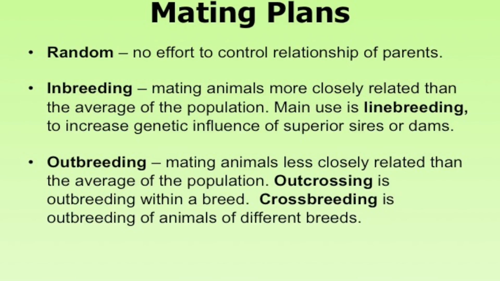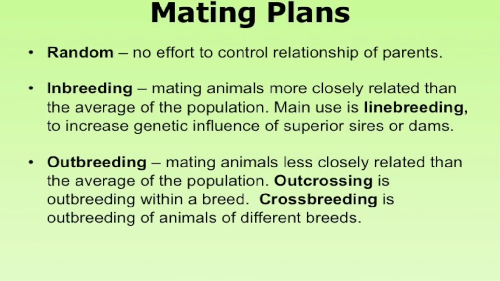Inbreeding is mating animals more closely related than the average of the population. The main use is in line breeding to increase the genetic influence of a superior sire or dam. The downside of inbreeding is that it's the opposite of hybrid vigor. With inbreeding, if you have a genetic defect, you can increase the rate that it's in the herd, but you're also going to decrease performance of those cattle. You're going to decrease vigor. You're going to decrease growth. Because you think about it, it's the exact opposite of heterosis, which we just discussed. Outbreeding is mating animals less closely related than the average of the population.